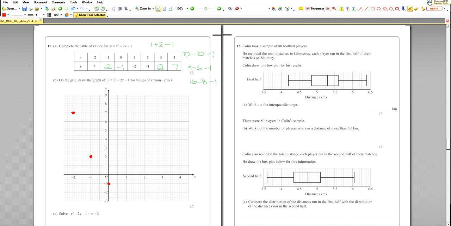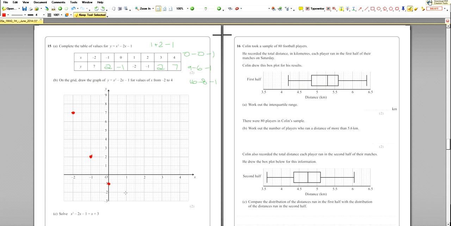Please forgive me for any inaccuracies in my putting the points on. I'm using this electronic equipment and software, but when you're doing it on your paper, it should be more accurate. So, sorry, I'm making excuses.